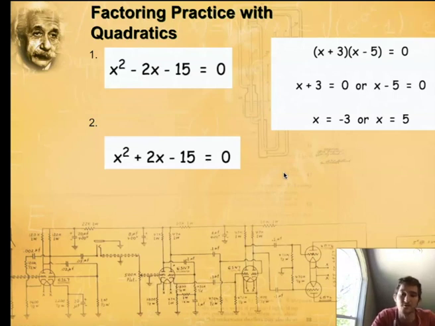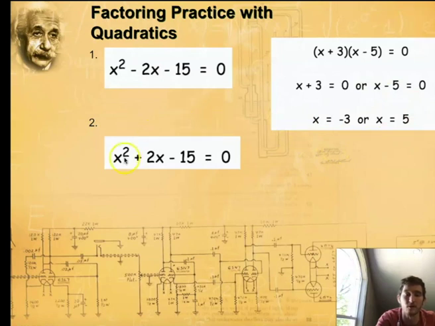And because our middle term is negative, that means the negative has to be the bigger value. So it's going to be negative 5 and a positive 3, right? When we do 3x plus negative 5x, that'll give us the negative 2x that we want. So our final answer is x is equal to negative 3 or x is equal to 5.